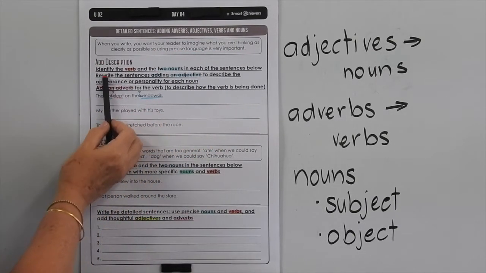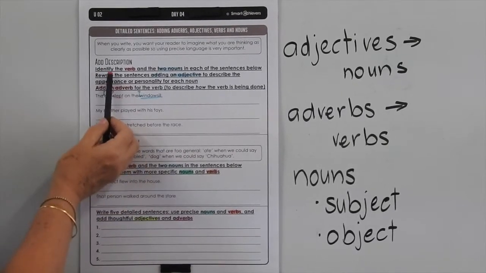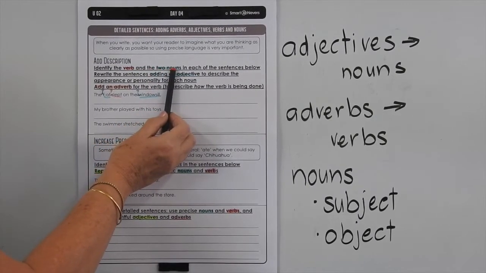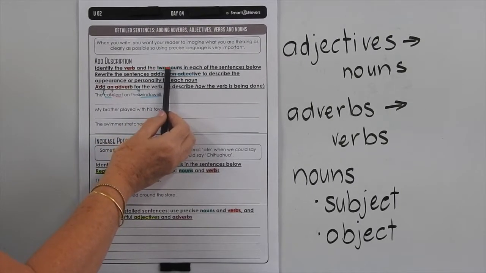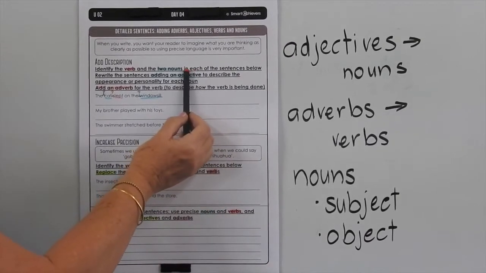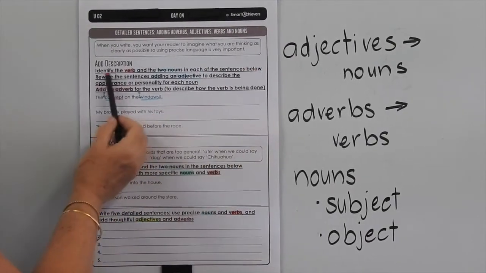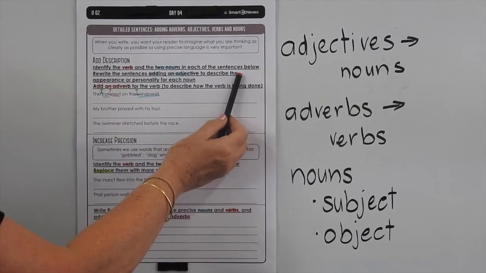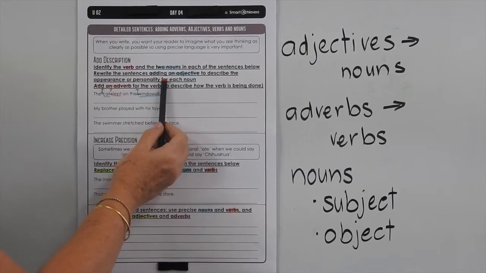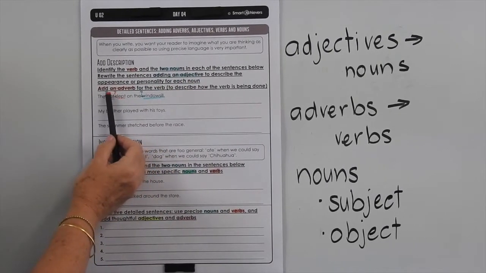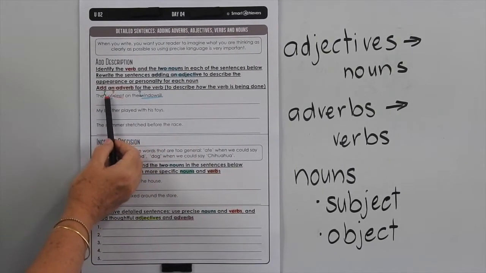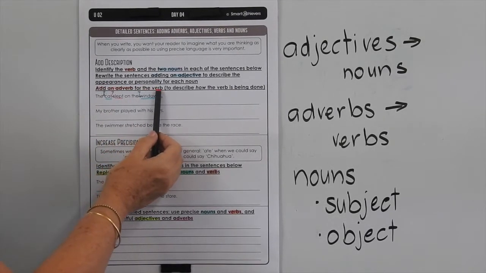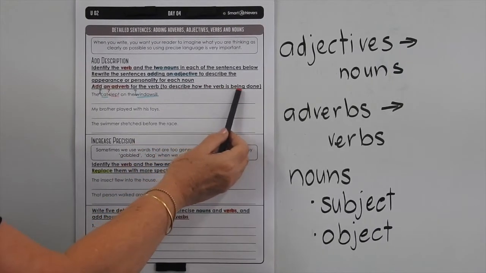So add description. So in these 3 sentences here, we want you to identify the verb and the 2 nouns. So you're going to find one that's the subject and one that's the object in each of the sentences below. Rewrite the sentences adding an adjective to describe the appearance or personality for each noun. So you're going to have to add an adjective to each noun, and then add an adverb for the verb to describe how the verb is being done.